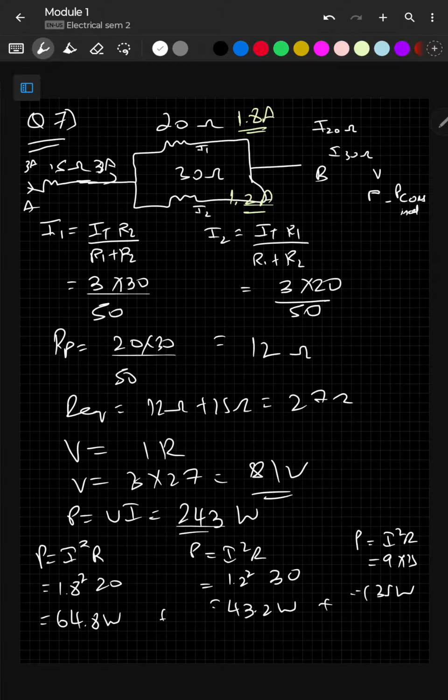Total power is different. Power consumed by each resistance means you have to find using the current. Total power we have to use V into I. For each power consumed by each resistance, they have asked consumed by all the resistors. Then individually you have to put the I value, individually the R value, and then you have to find out. Okay, these are all descriptive questions basically. Now let's go to the next question. Question number 8.